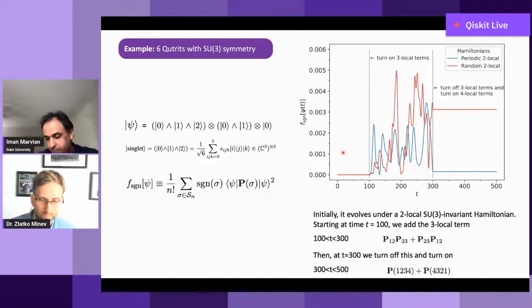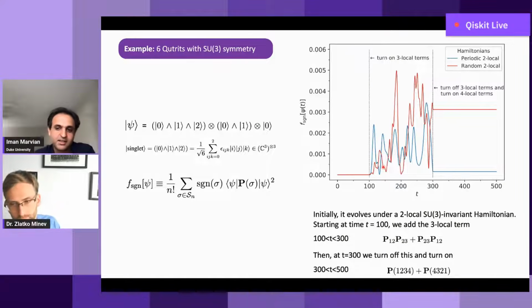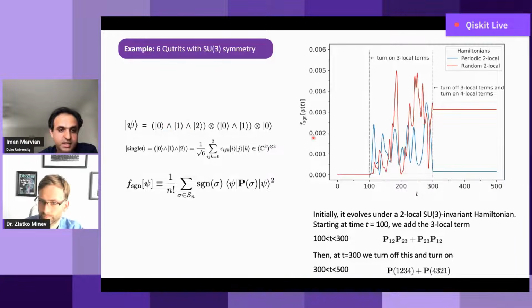We observed this through math, but we didn't really believe it until we did the simulation. So we looked at a system with, again, 6 qubits in this initial state. This is a totally antisymmetric state of the first 3 qubits, an antisymmetric state of 4 and 5, and the last qubit is in 0. The initial state doesn't really matter. We let the system evolve initially under 2-local symmetry-invariant unitaries, and we see that this function, which happens to be 0 for this state, remains 0 for all times under 2-local symmetry-invariant unitaries.